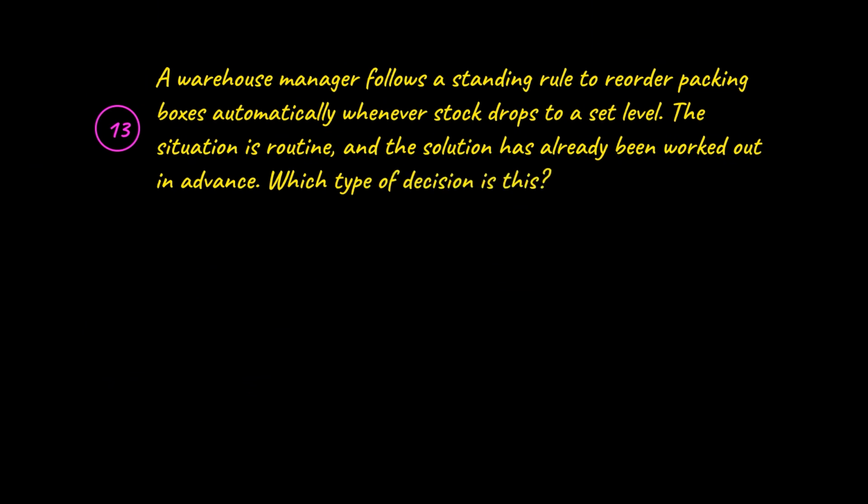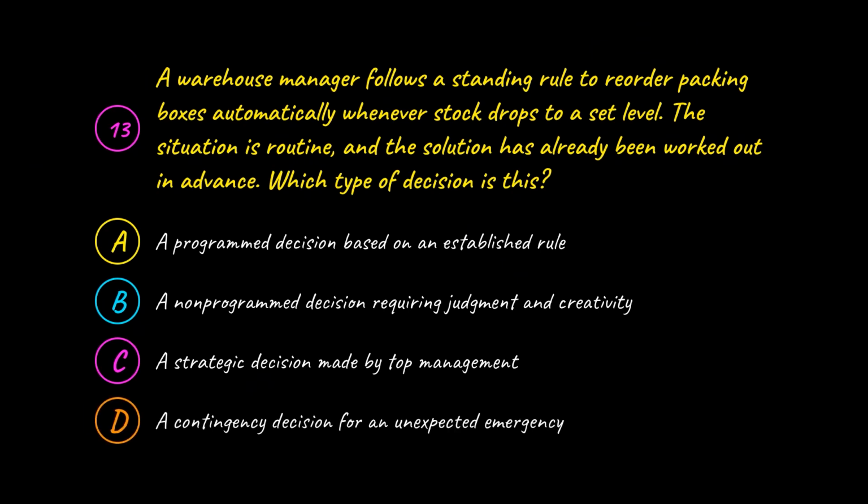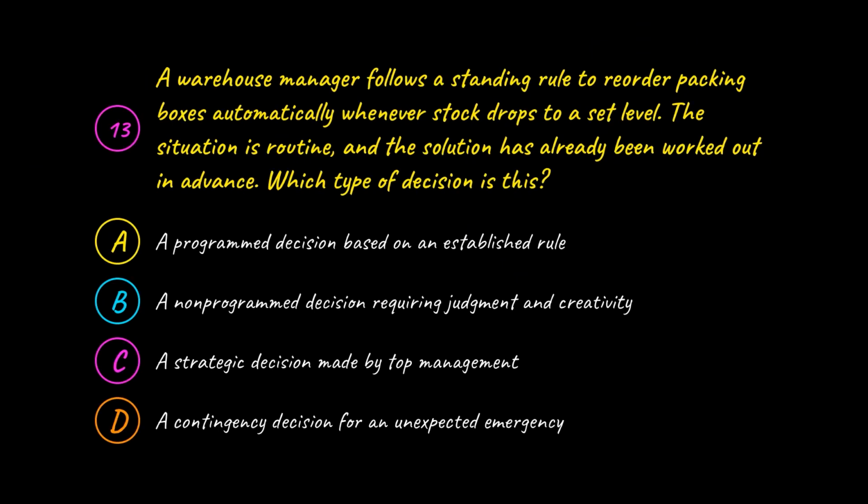Your options are A. A program decision based on an established rule. B. A non-program decision requiring judgment and creativity. C. A strategic decision made by top management. D. A contingency decision for an unexpected emergency. Pick one. Trust your gut. Here's your chance to test yourself.